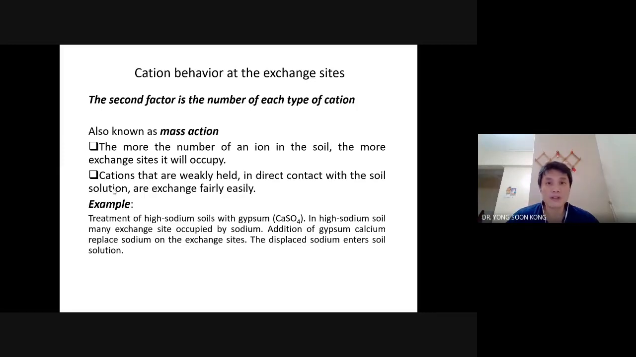And the second factor is the number of each type of cation. In this case, it is also related to general chemistry. The principle that applies here under chemistry is Le Chatelier's principle. That is the principle in chemistry that explains exactly what happened here.